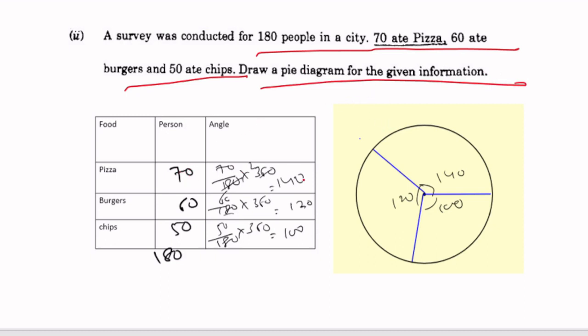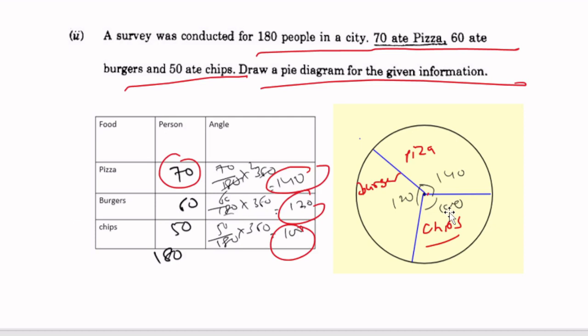So first you have to find the angle. Here are the angles you can calculate, given divided by total into 360: 140, 120, 100. You have to draw those angles in the circle using a protractor and scale, and the moment you draw, you'll get a diagram this way. This section shows the pizza part. The 140 angle is for pizza, 68 for burgers and 58 for chips.